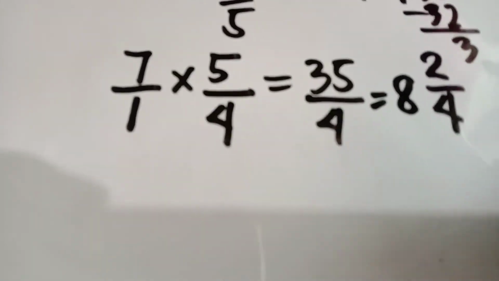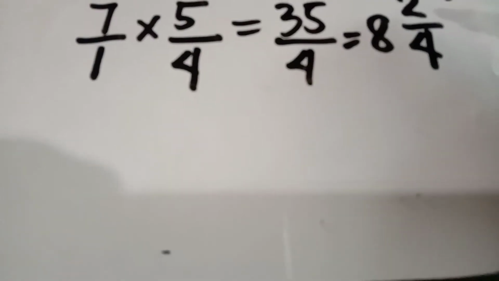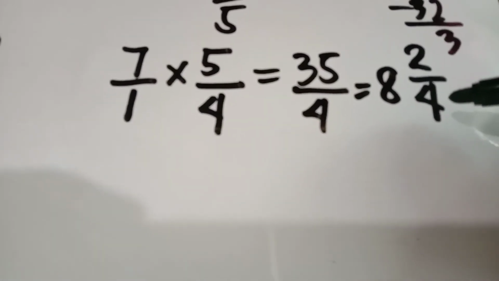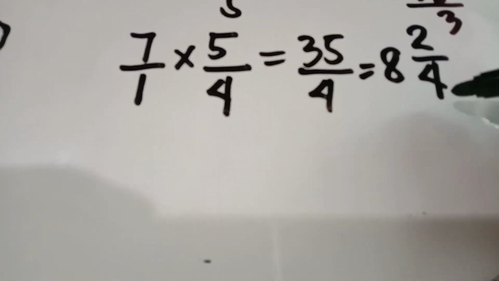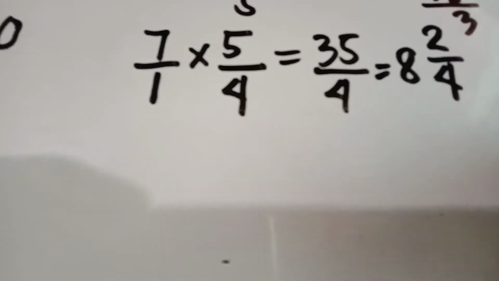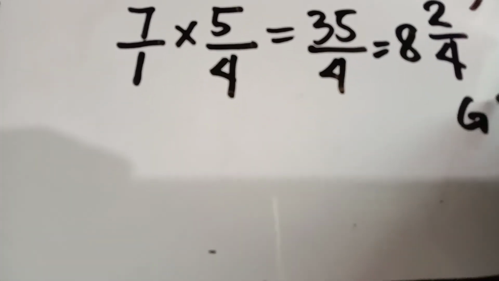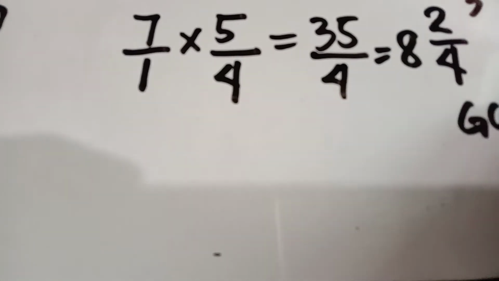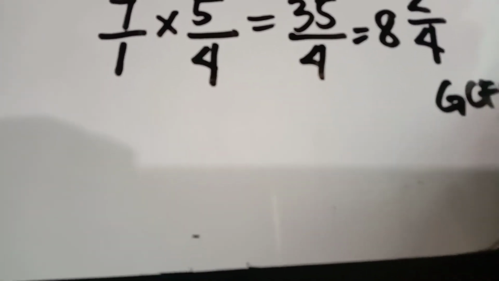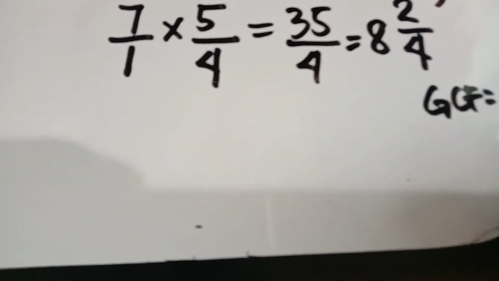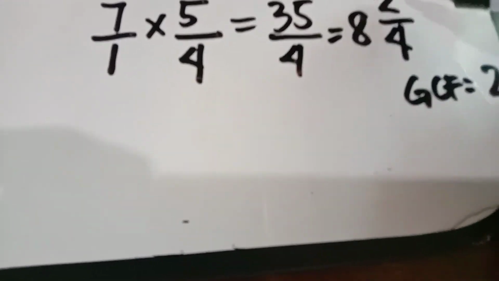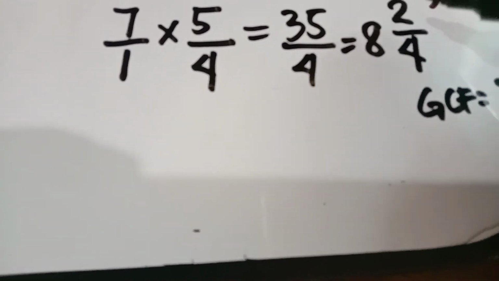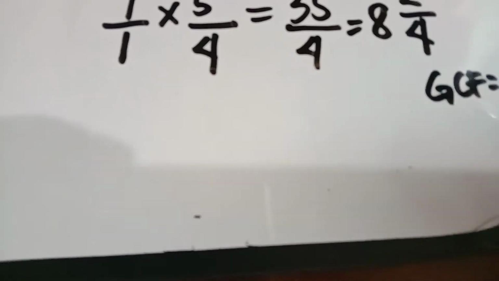Okay. Now, let's try to check the fraction. 2/4. 2/4 is not yet in lowest term. Hindi pa po ito lowest term. Why? Kasi yung GCF nito, the GCF of 2/4 is 2. Okay, and not 1. Hindi 1 po ang GCF. 2 and 4 ay divisible siya ng 2. 2 and 4 are both divisible by 2.